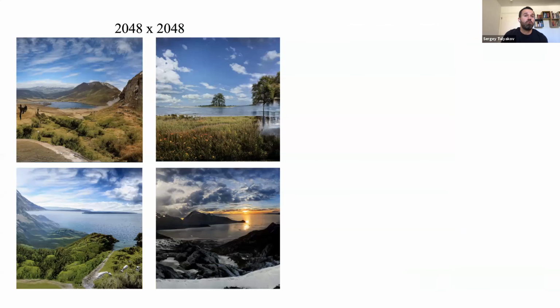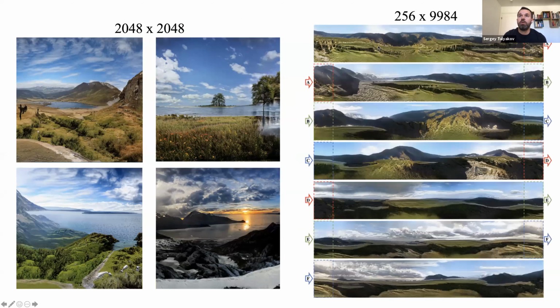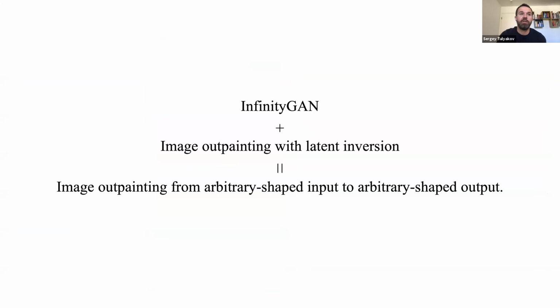These are some of the more recent results that we've got. We generated 2000 by 2000 images, and these models were trained on larger patches. And also we could generate 256 by 10K. If you concatenate all these rows, you can generate really long panorama images. All right, so that was a detour. Let's get back to the image outpainting stuff.